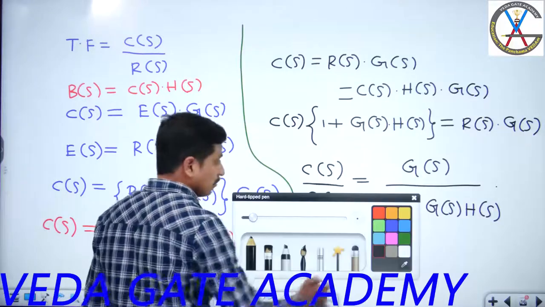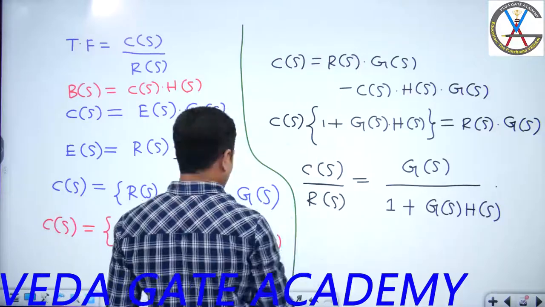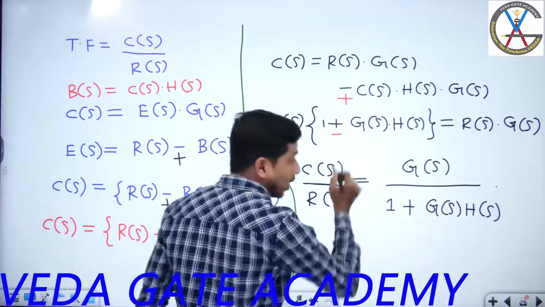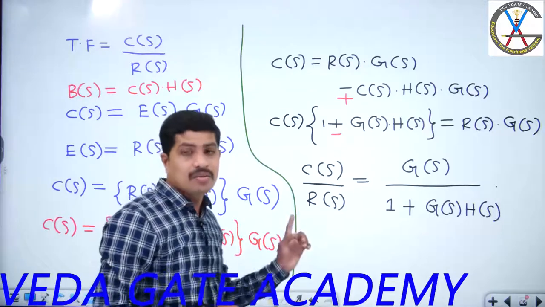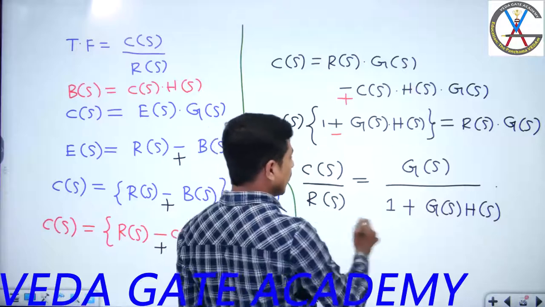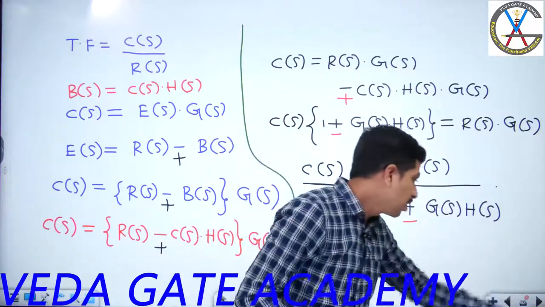Come on, it is plus, but here it will be minus. Plus will change to minus, minus will change to plus. Because this side is plus, this side comes to minus. Now here it is going to be minus. Directly we can write it.